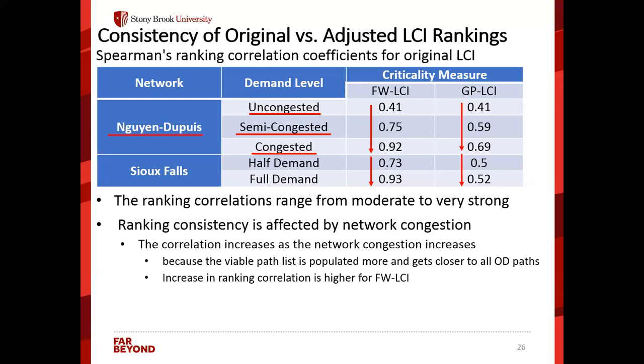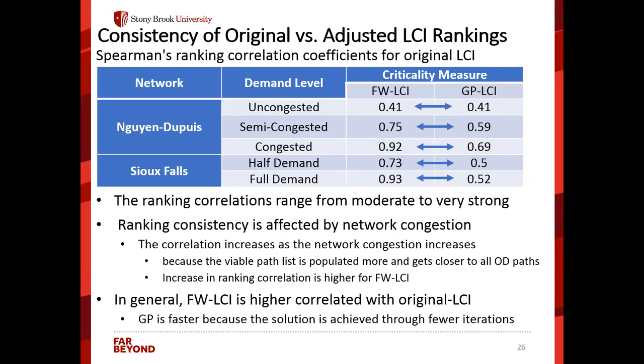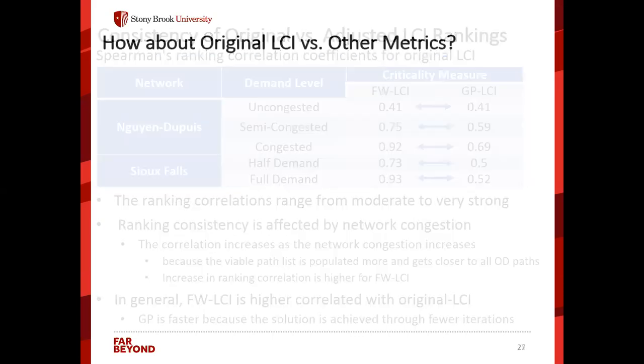And the increase in ranking correlation is higher for Frank-Wolfe LCI. But the issue is that Frank-Wolfe LCI is also always slower. Gradient projection is faster because it goes through fewer iterations. So one is more highly correlated, but the other one is faster.